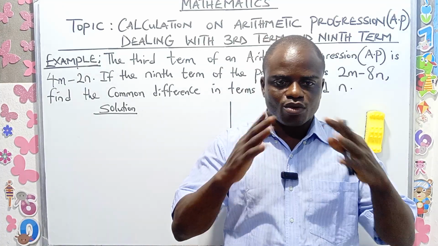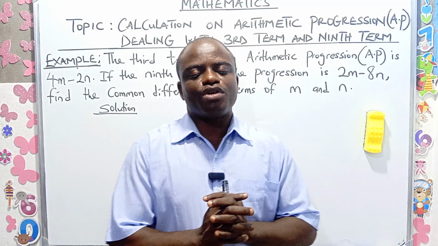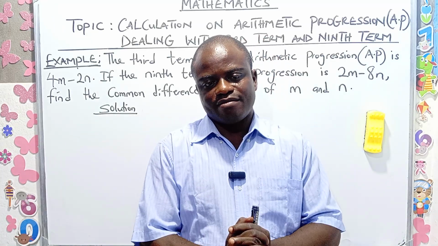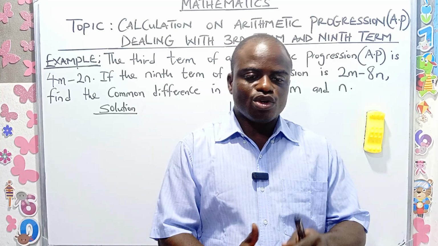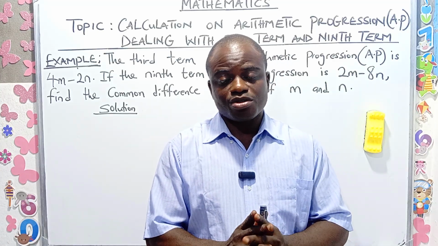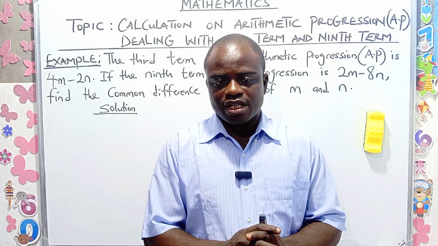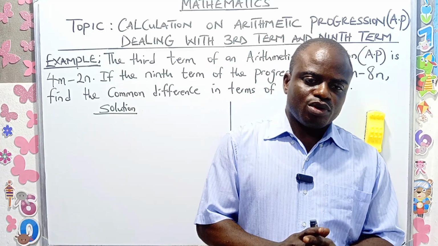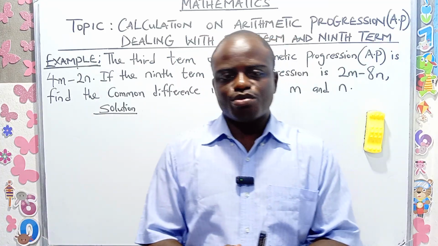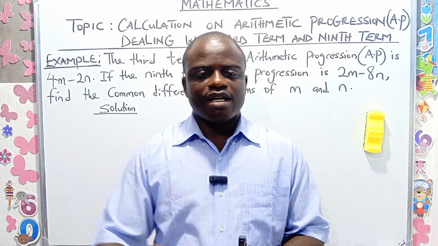Today, we're considering calculation on arithmetic progression, dealing with the third term and the ninth term. And we are going to be making use of the nth term formula, which goes thus: t subscript n equals a plus open bracket n minus 1, close the bracket, and put small letter d by the side at the back.